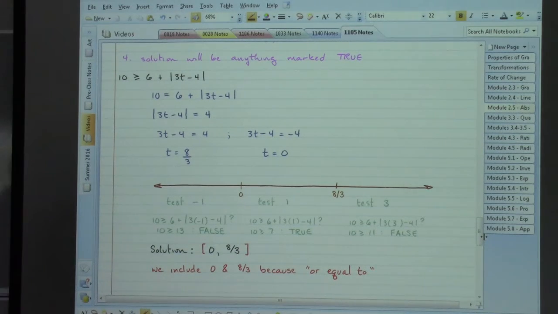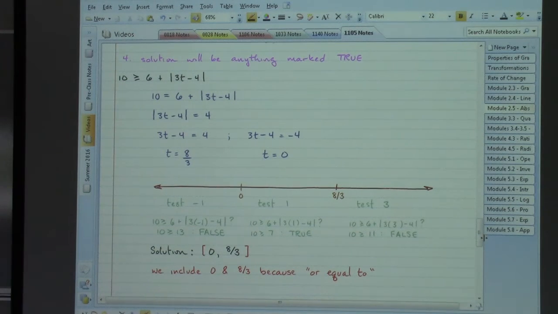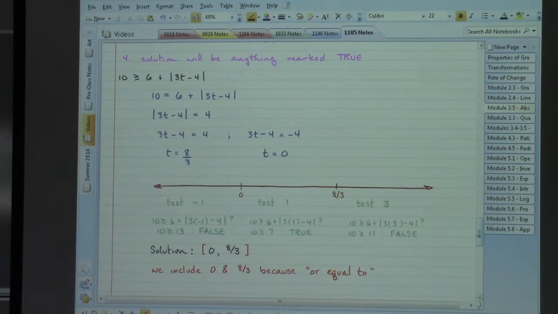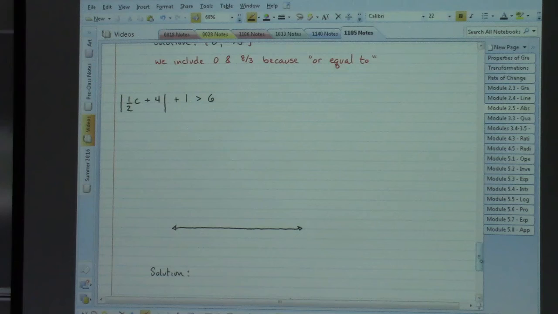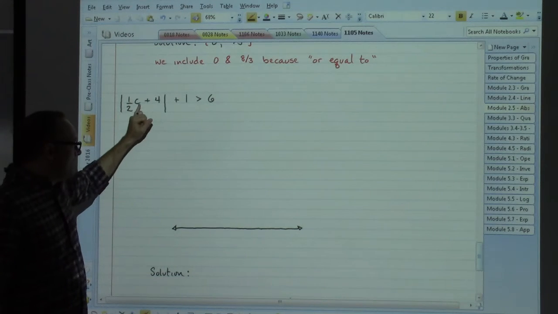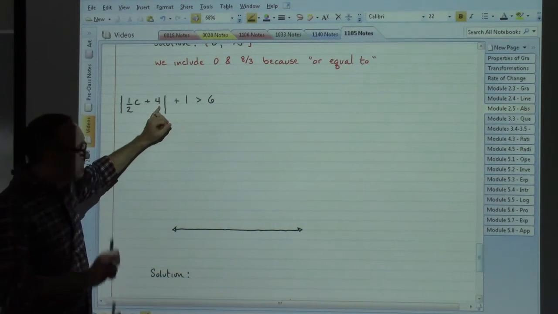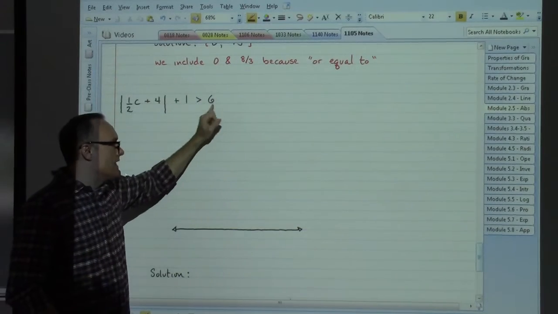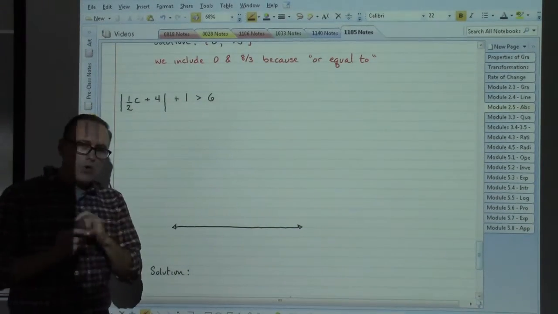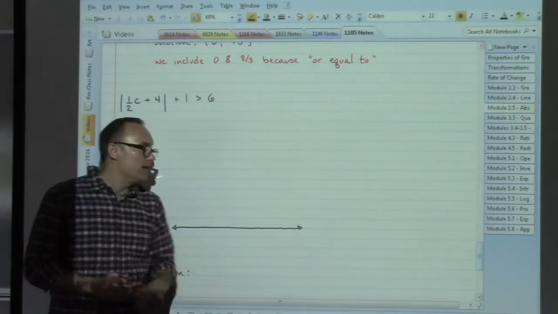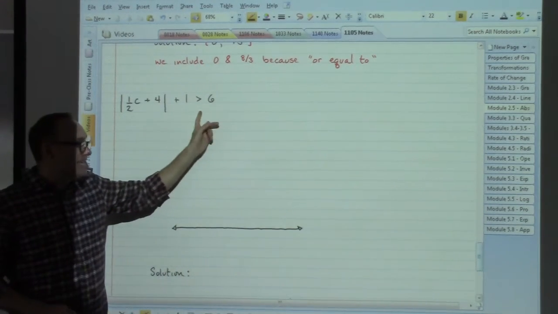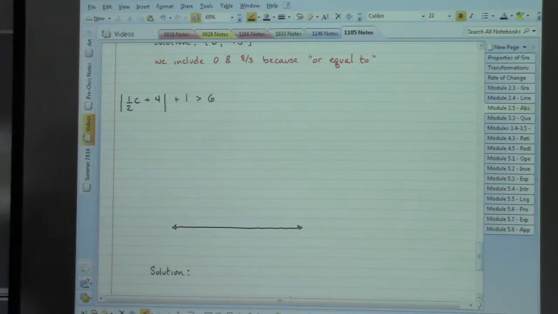Now let's do one of these together straight up from scratch. Let's say that we are dealing with, at first here, the absolute value of 1/2 c plus 4, plus 1, greater than 6. According to our test point method, we're going to start by replacing the inequality symbol with an equal sign. So blah, blah, blah equals 6 is how we're starting that out.